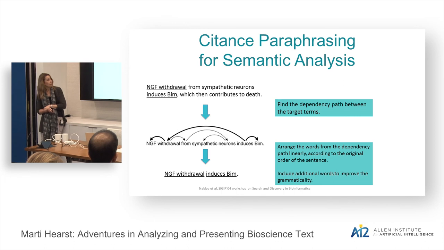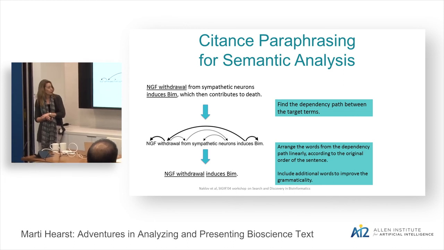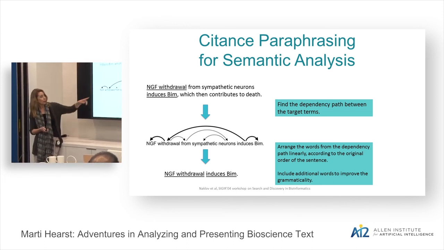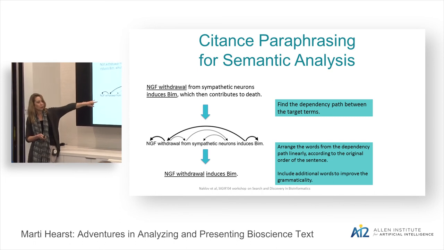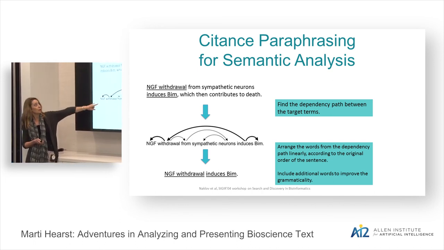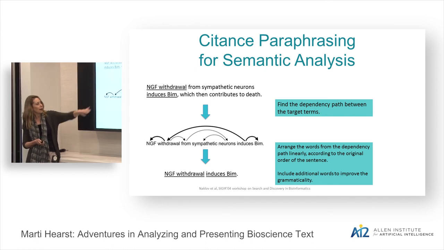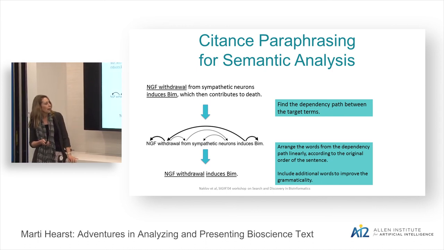So we would take a sentence like this, we would do a dependency parse, and then we would find the path between the two focused terms. So in this case, NGF withdrawal and induces BIM, we would find the path in the dependency parse, and then do some other things.